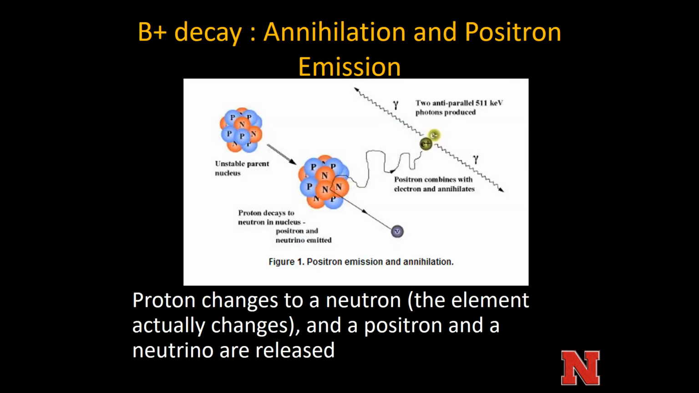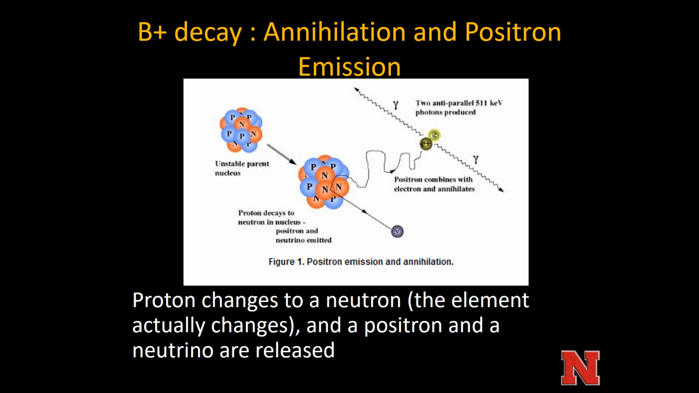All right, beta plus decay. So this is annihilation and positron emission. What happens here is a proton actually changes to a neutron. So the element actually changes what it is because the number of protons is changing. And a positron and a neutrino are released.